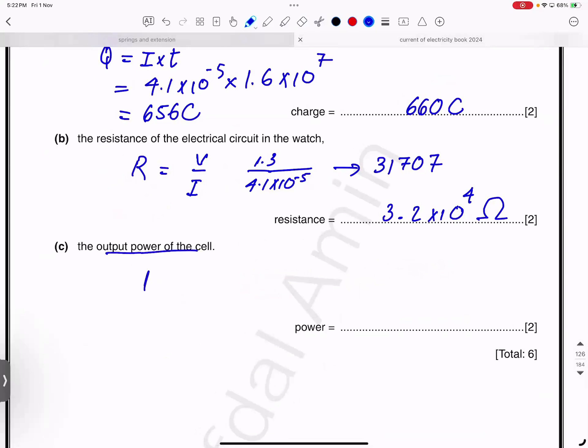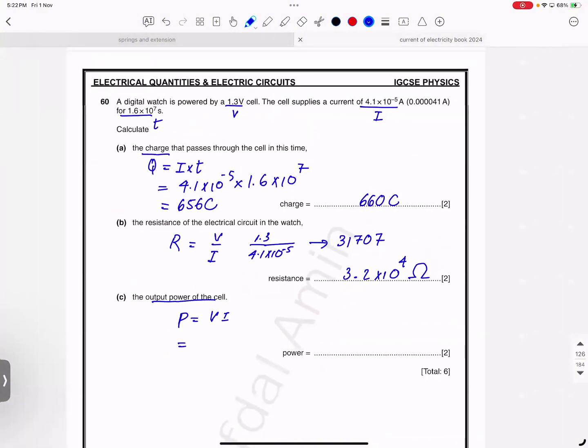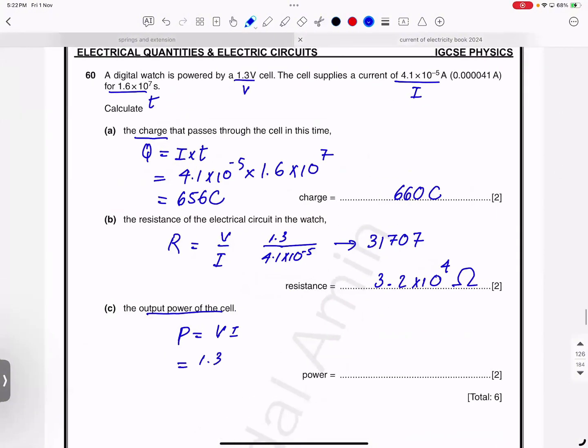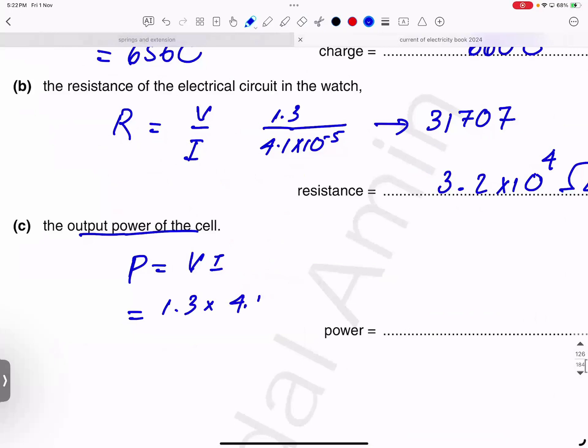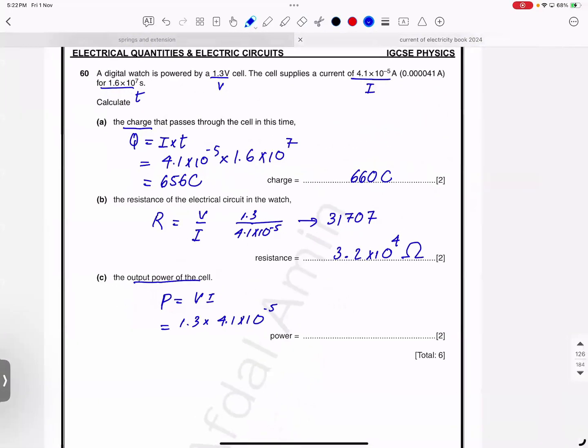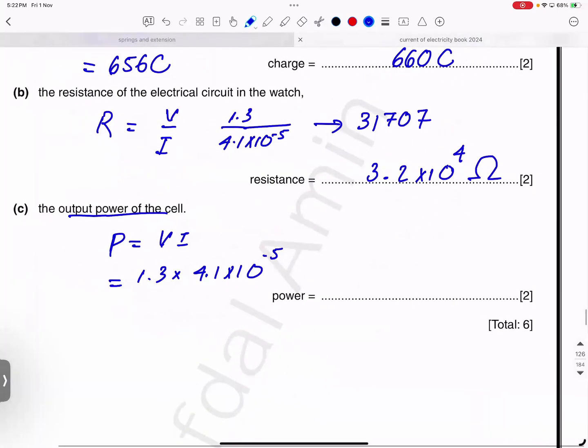Output power of a cell, P is equal to VI. They are testing all equations here. 1.3 times 4.1 times 10 power minus 5. Any valid equation could be used: I squared R, yes. V squared over R, yes.